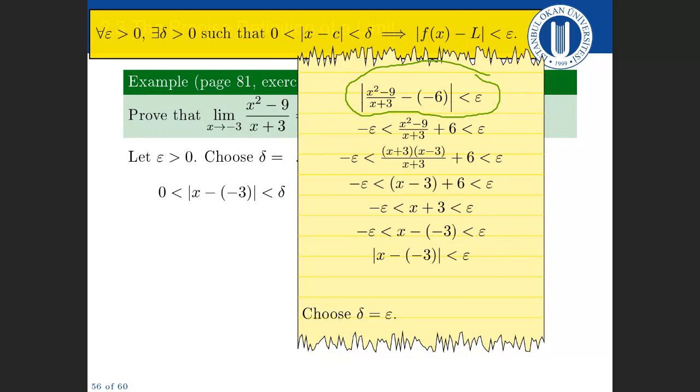And I'm going to go quickly here. You can come back later, look at the lecture slides or watch the video, and just check that you're happy with this calculation. At the end of my backwards answer, which means at the start of the proper answer, I get the absolute value of x minus minus 3 is less than epsilon. And that tells me that I can choose delta equal to epsilon.